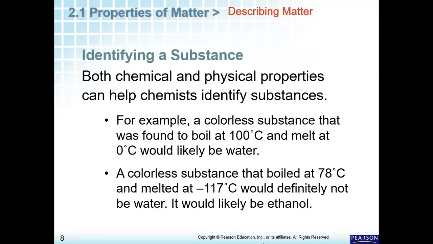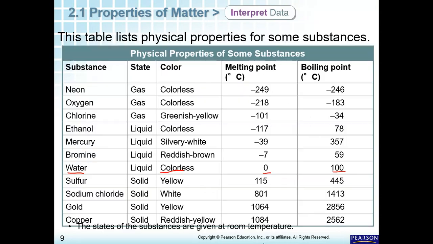Or I could say it's a colorless substance and it boils at 78, but it's melted at negative 117 degrees Celsius. We know that's not going to be water, so we would have to look at a list of knowns and we'll figure out that it's ethanol. So if we find ethanol over here, we can see that it is melting at negative 117, boiling at 78.